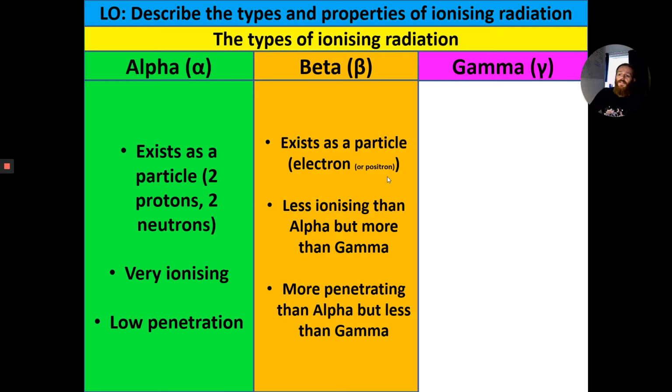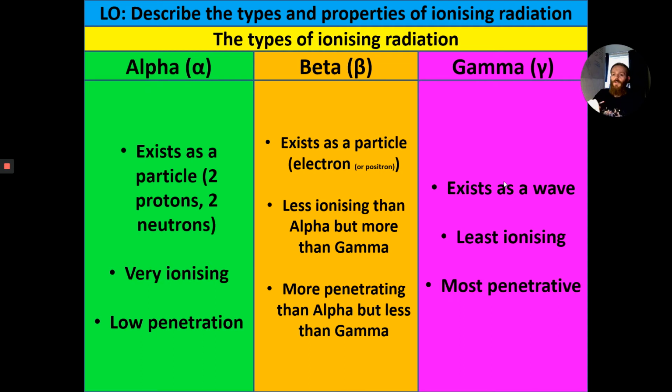Beta radiation is less ionizing than alpha, but more than gamma. So this kind of sits in between, and we get a bit weird with the descriptions here. We just compare it to the other two rather than giving it many individual details. It's more penetrating than alpha, but less than gamma. So it won't go through as much as gamma radiation can, but it will go through more than alpha radiation can in terms of penetration.